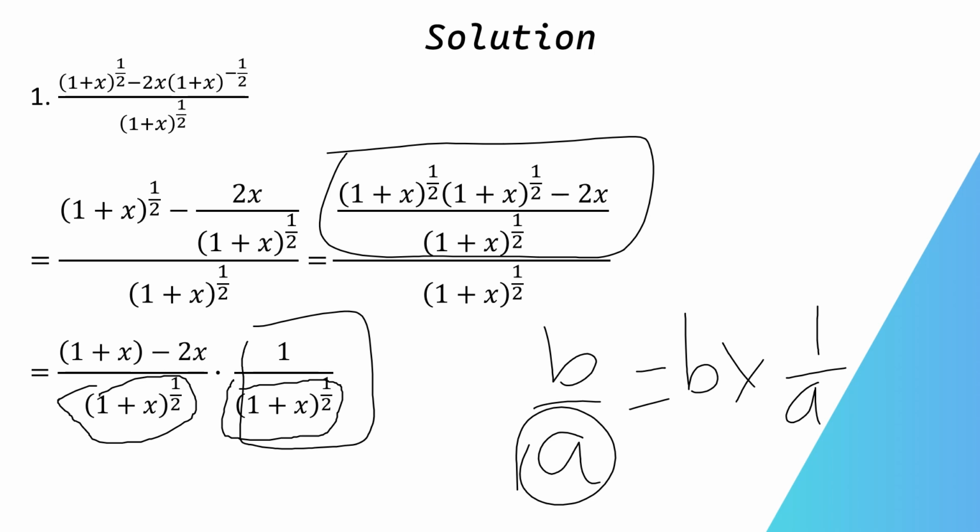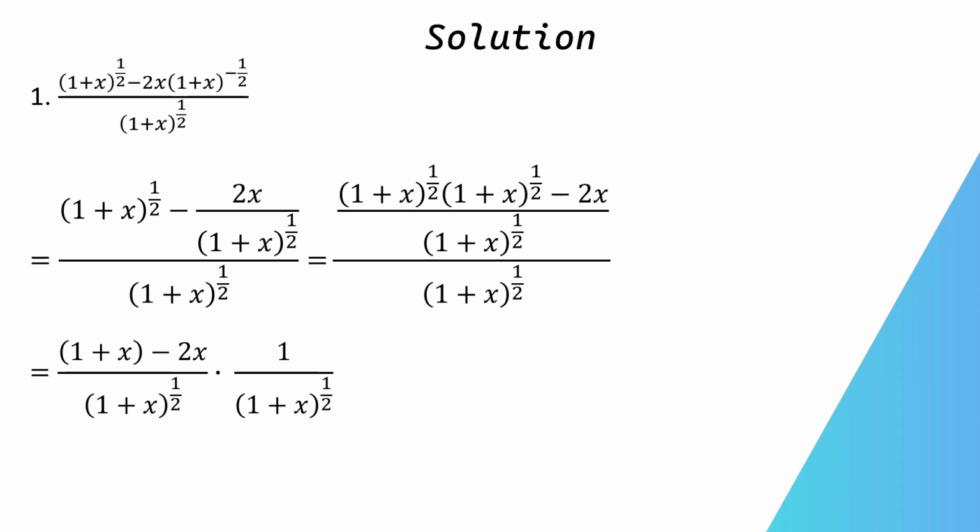And the top two, what do we get? We get x minus 2x, and that's negative x. So 1 minus x. So I'm sure you'll be getting our answer by now. The correct answer is 1 minus x on 1 plus x, x is not equal to negative 1.